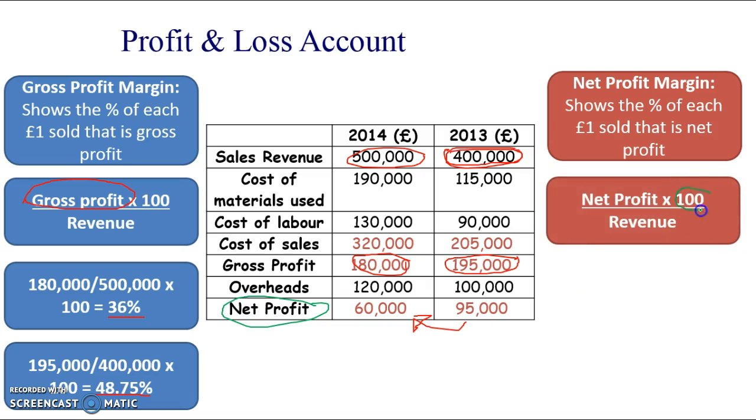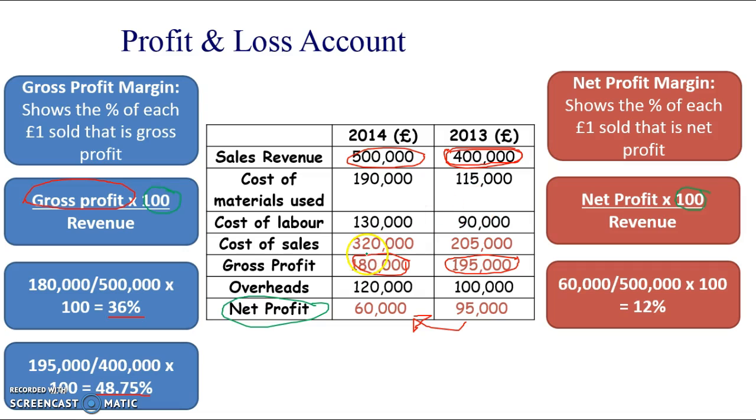We're just timesing by 100, like we do with the gross profit margin as well, just to turn it into a percentage, really, to make it easy to understand. So in 2014, it was 60,000 divided by 500,000, which came out as 12%. So for every pound sold, they had 12p of gross profit. Sorry, net profit. Made a mistake there.